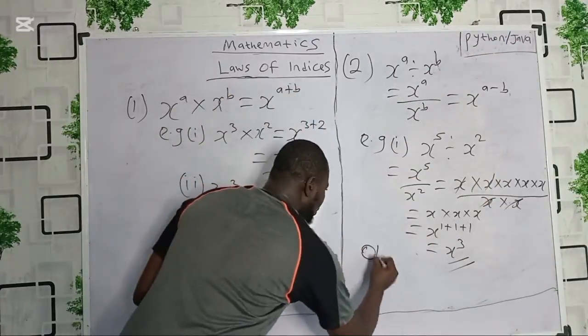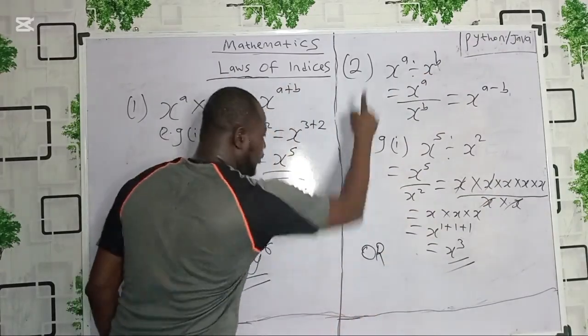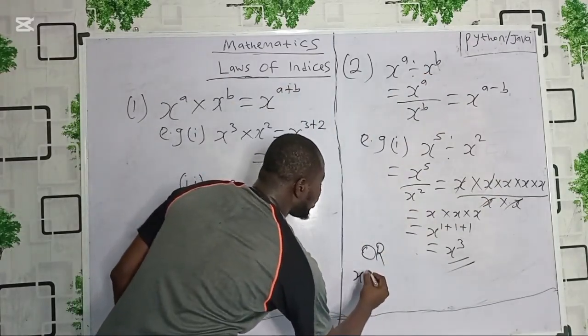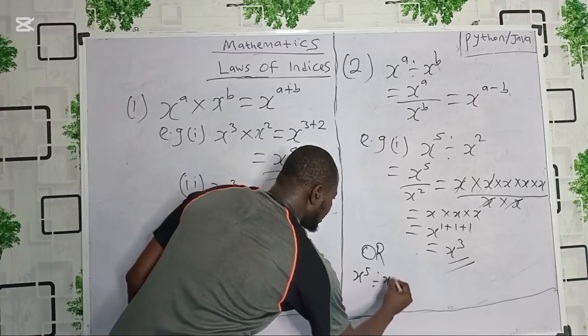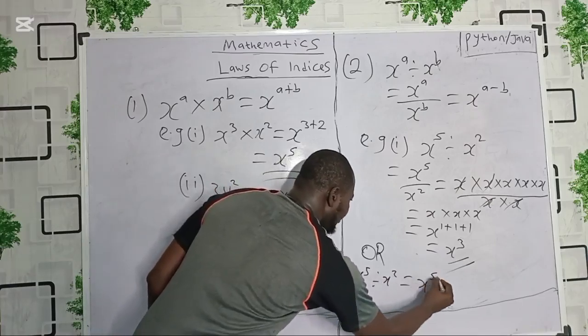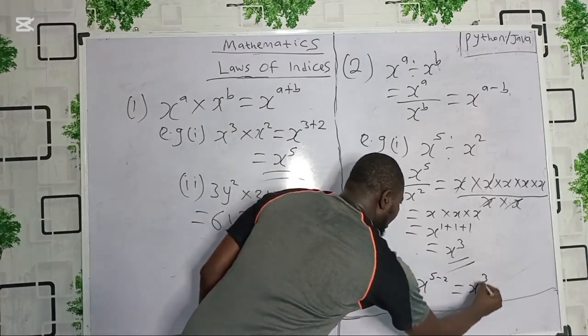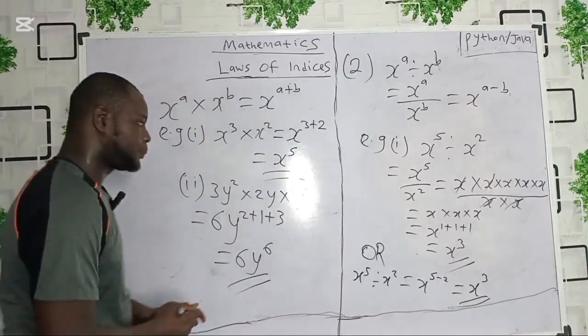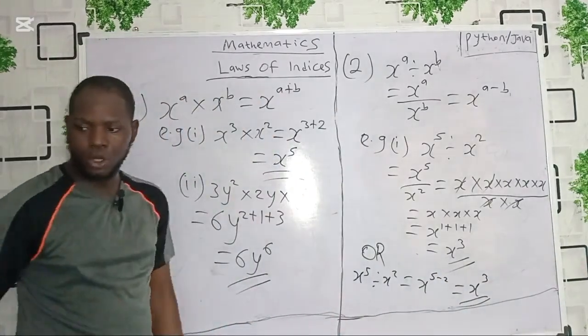That is why we are now going to use the formula. We now say our x raised to power 5 divided by x raised to power 2 will now be what? x raised to power 5 minus 2. It will now give us x raised to power of 3. Beautiful. That is the law 2.